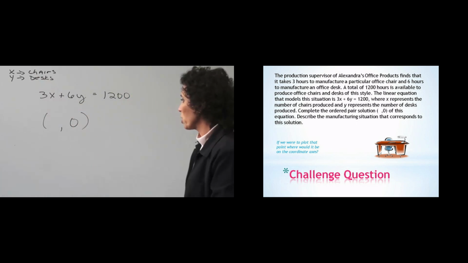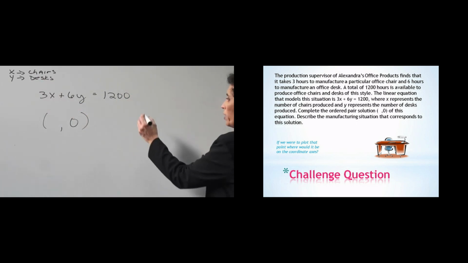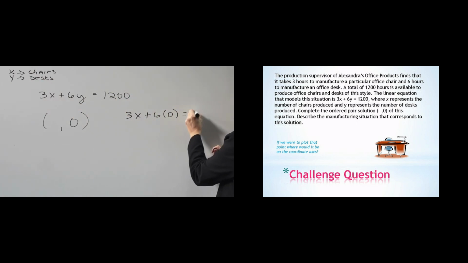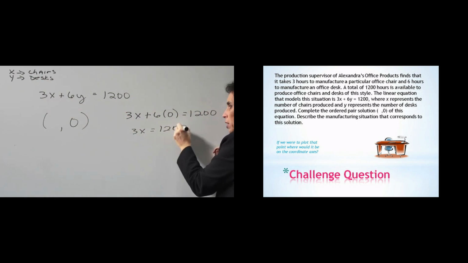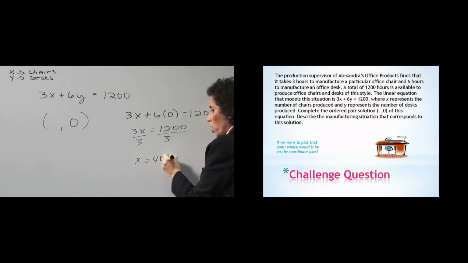Okay, so that's the question. So let's take a look. Here's the deal. They're telling me Y is 0. So if Y is 0, I'm going to go 3X plus 6 times 0 equals 1,200, which is 3X equals 1,200. Divide by 3, and we're going to get X equals 400.